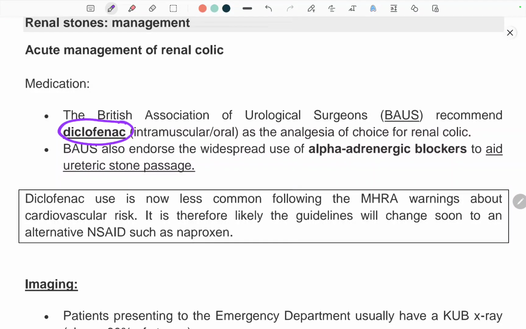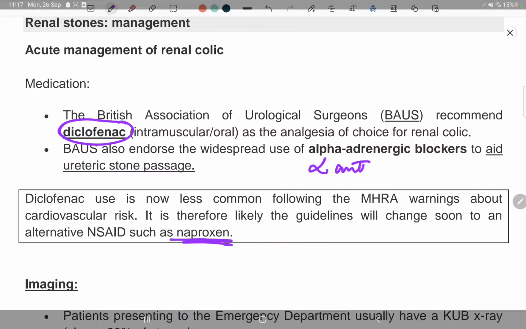There is widespread use of an alpha adrenergic blocker, an alpha antagonist, to aid ureteric stone passage. Diclofenac use is now less common following the MHRA warning about cardiovascular risk. It is therefore likely the guideline will change soon to an alternative analgesic such as naproxen.